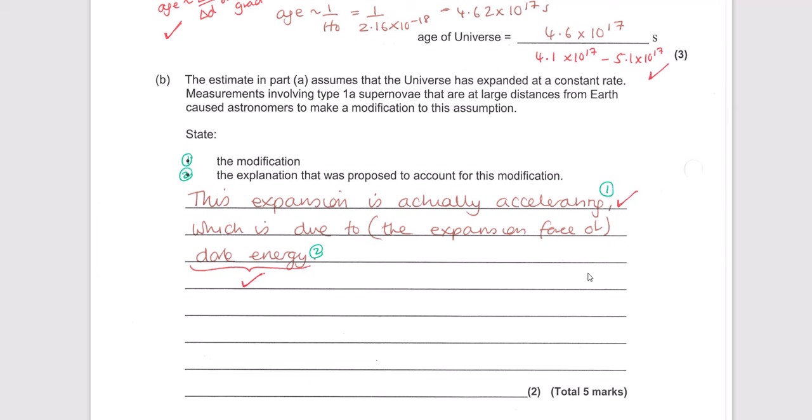Well, we find out that actually the universe is expanding at an accelerating rate, and we think that's because of something called dark energy, which is the expansion force, I'd say, counteracting the pulling in force, which is gravity, which is due to the mass of the universe. So you couldn't write dark matter because dark matter increases the gravity of the universe, which would not accelerate the expansion. You have to write dark energy.